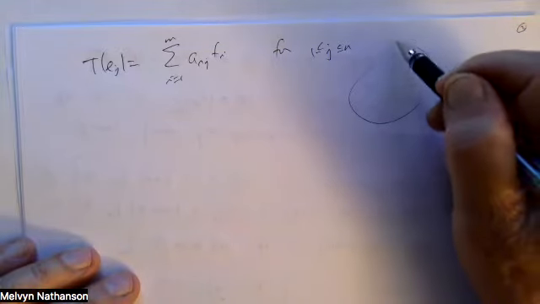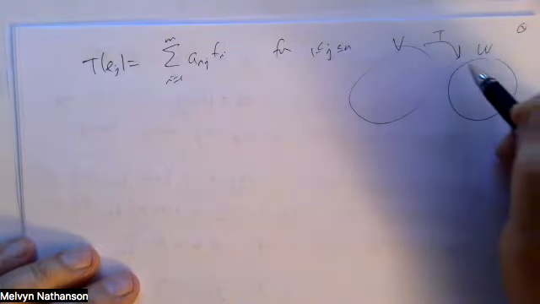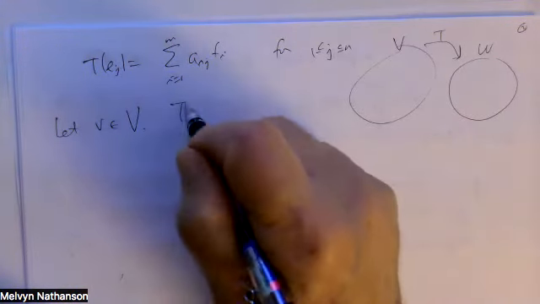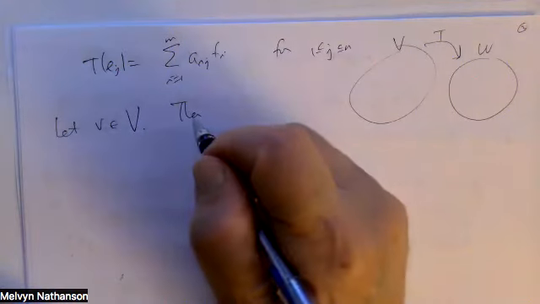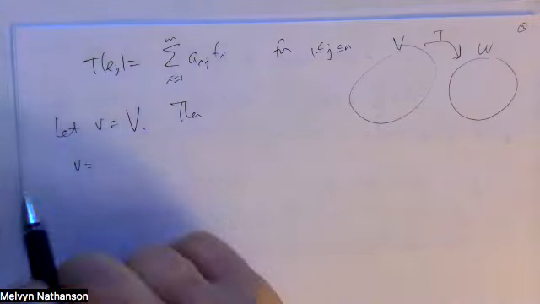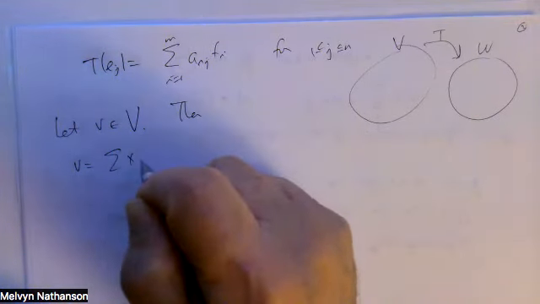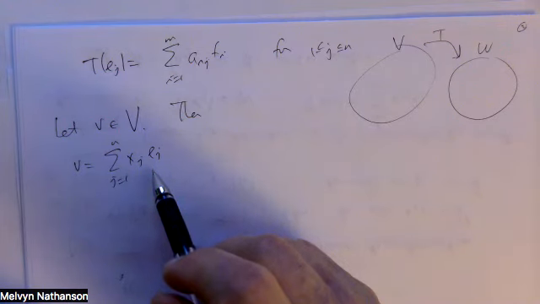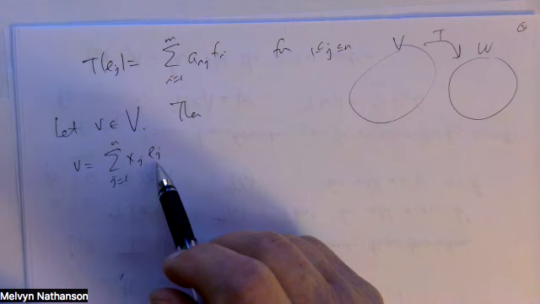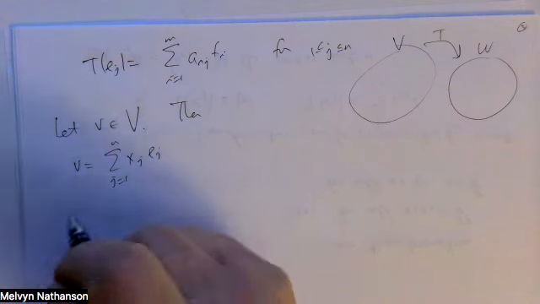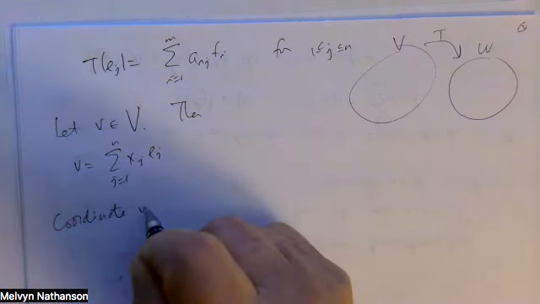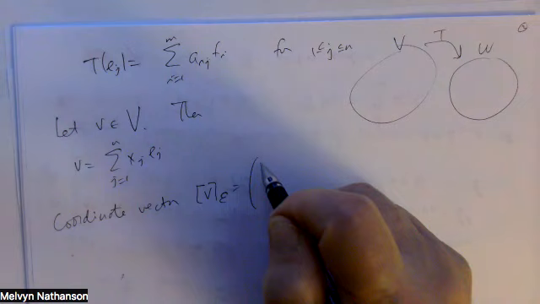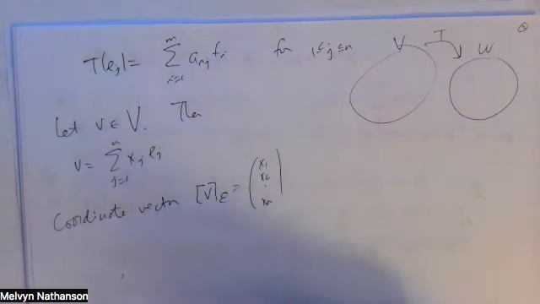Again, we always have this picture. Here's V, here's W, and T is a function from V to W. Suppose we let v be a vector in V. So then v is some linear combination of the basis vectors, summation x sub j e sub j, j equals 1 up to n. The e sub j form a basis for the vector space V, so the coordinates x sub j are unique, and we have the coordinate vector of v with respect to this basis, which we call E. It's just the vector x1, x2, down to x sub n.